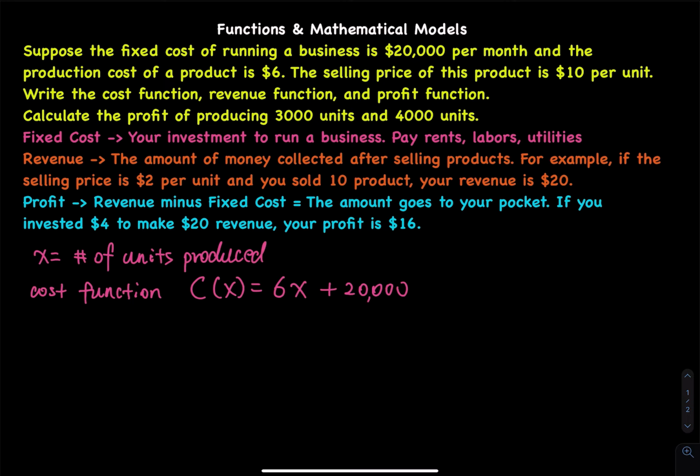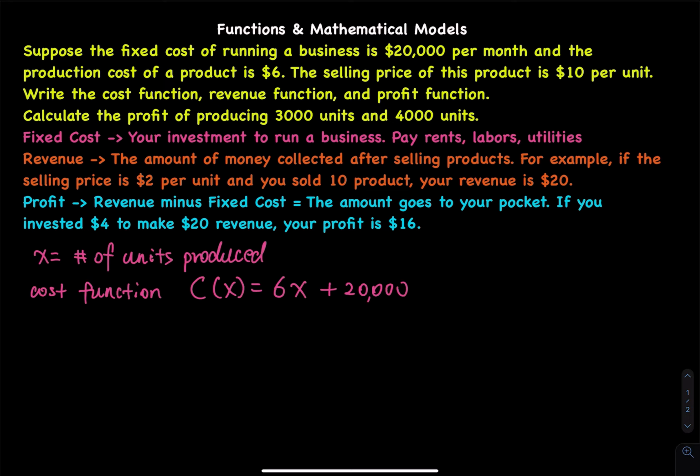If you pay $20,000 and you produce 1 unit, then you add 1 times 6 on top of 20,000, which is $20,006. So that is your total cost. If you produce 2 units, then 2 times 6 is added to the $20,000. If you produce 10 units, then 10 times 6 will be added to the $20,000. All right, so that is the cost function.